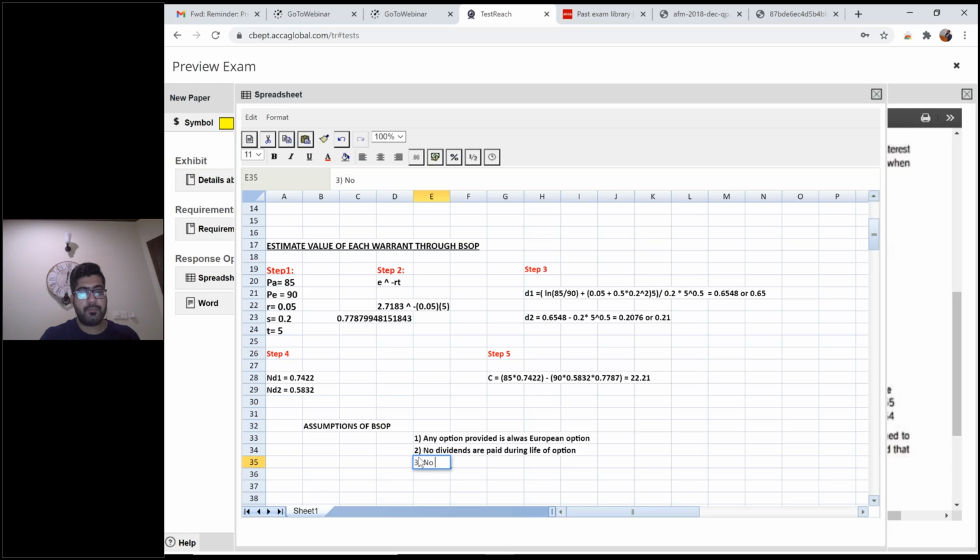Third, BSOP also assumes there are no transaction costs or taxes. You have just seen the BSOP formula. There are no transaction costs or taxes involved. Okay, if there are any taxes, BSOP fails to answer them.